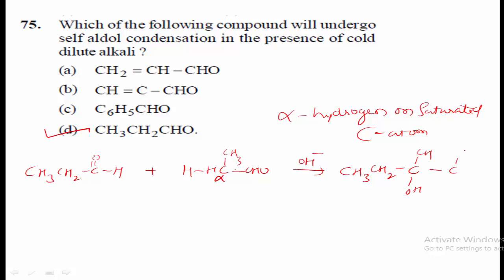CH3CH=CHCHO. This is alpha and this is beta. So here you have to consider two molecules, and you will get the answer. Hence it will undergo aldol condensation. Option D is the right one.